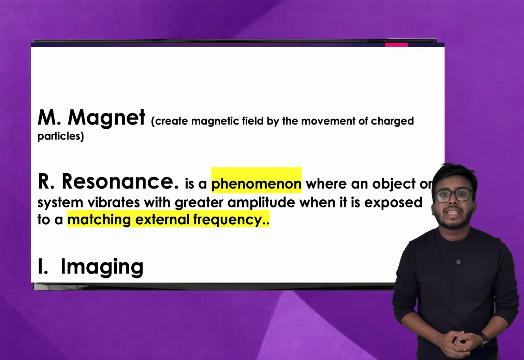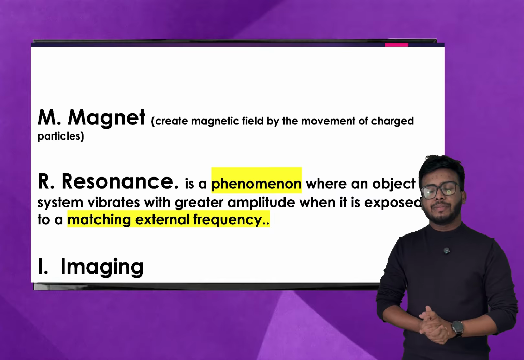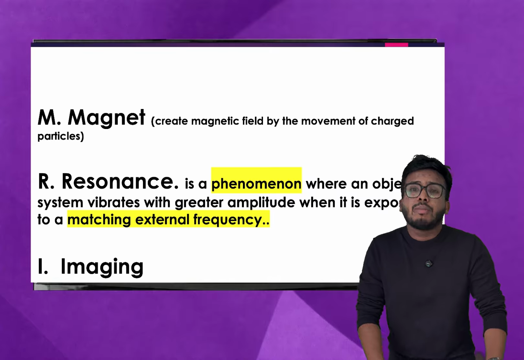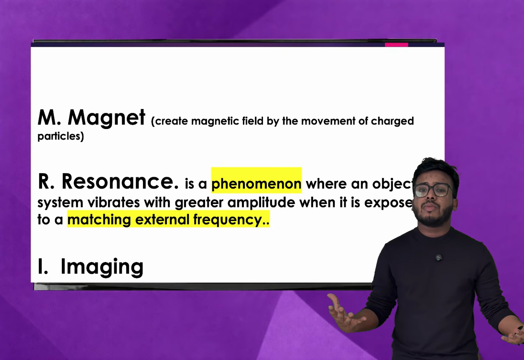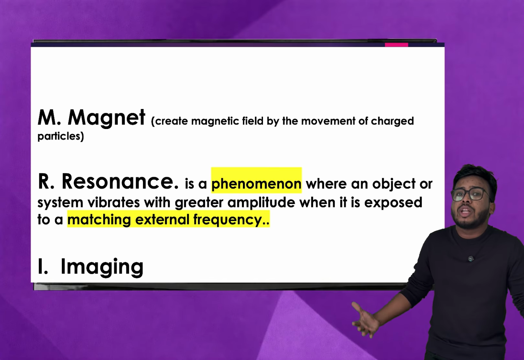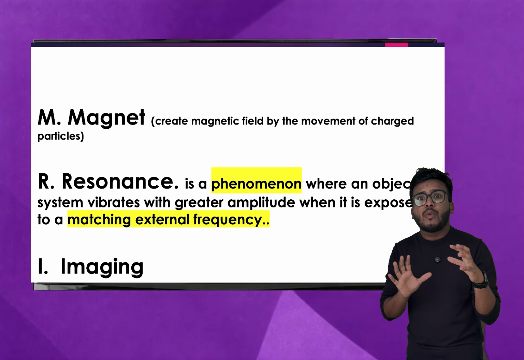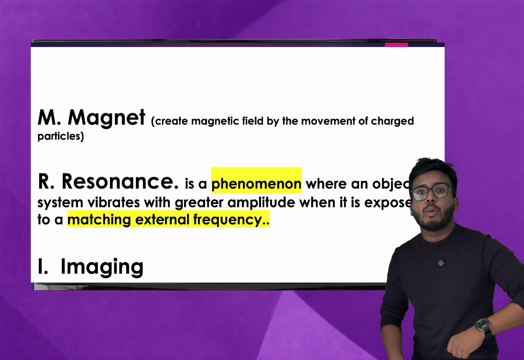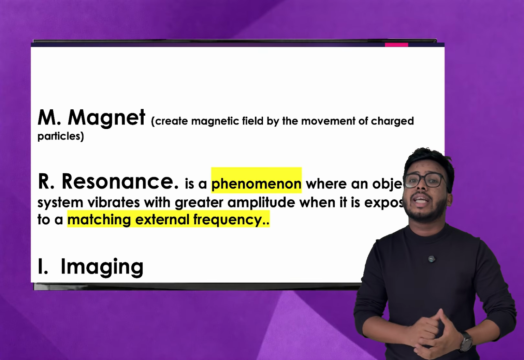Now, by using this magnetic property and resonance principle, we are going to image what? We are going to image the human body. By using MRI, we are imaging the human body, so we need to know the composition of the human body. The human body is made up of different organ systems: the nervous system, cardiovascular system, digestive system, respiratory system, urinary system, and reproductive system. By using magnetic property and resonance principle, we can image any of these organ systems.